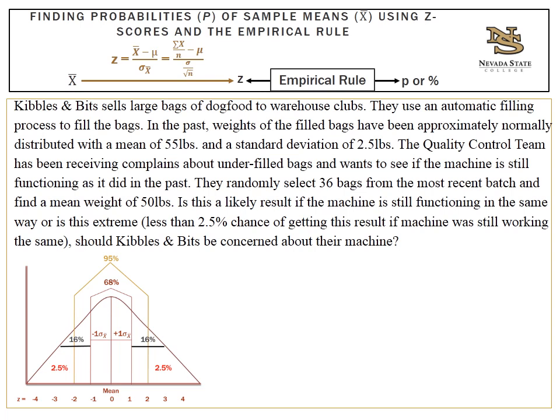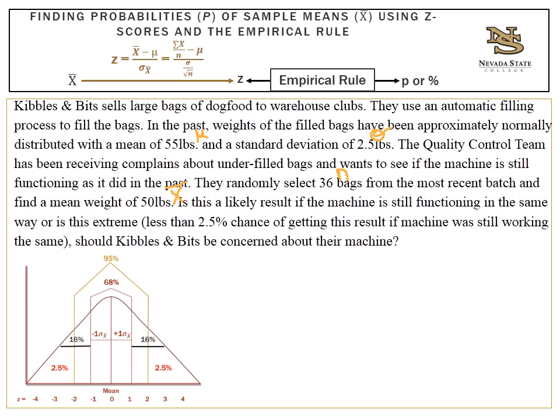Breaking this down, Kibbles and Bits sells large bags of dog food to warehouse clubs. They use an automatic filling process to fill the bags. In the past, weights of the filled bags have been approximately normally distributed with a mean of 55. Here's our population mean that we're going to test against, and a standard deviation, yet again, of 2.5. The quality control team has been receiving complaints about underfilled bags and wants to see if the machine is still functioning as it did in the past. So they randomly select our sample size, 36 bags from the most recent batch, and they find a mean weight, X bar, of 50 pounds.